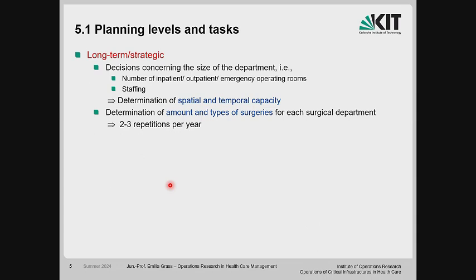Then we have to differentiate between the planning levels. We could have strategic or long-term planning. These are general decisions concerning the size of the department, so the number of inpatient and outpatient operating rooms, and so on. And of course, if we have a particular number of operating rooms, we also have to define the staff. Which kind of employees do we need? What kind of skills? How many of them? And so on. So the definition is based on spatial and temporal capacity.